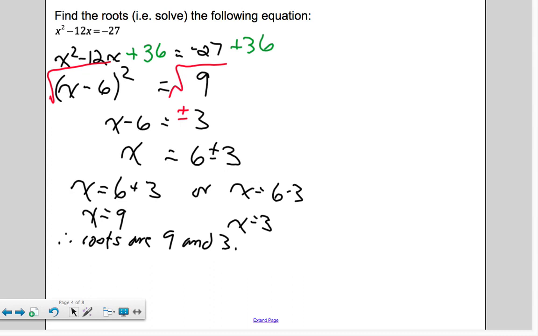Yes, Adrian? So what if it doesn't work out that you can square root 9? Like what if 9 was not? We'll get to there. Good question, we'll get to there.